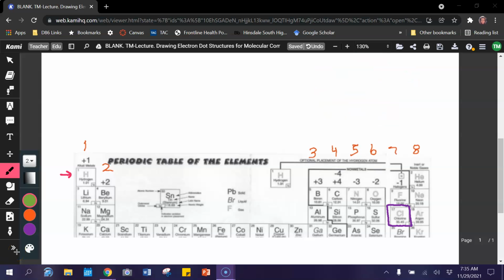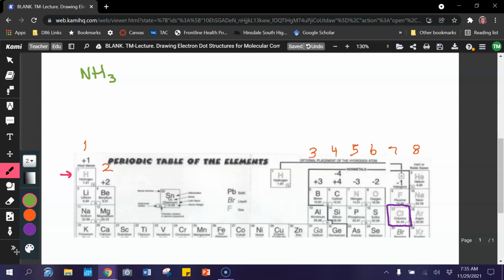So basically all that you're doing is drawing the electron dot structures for atoms, and you're linking up the unpaired electrons with each other. And so far we've only done examples of molecules that have 2 atoms in them, but what about molecules that have more than that? Well, let's take a look at ammonia, which is NH3.